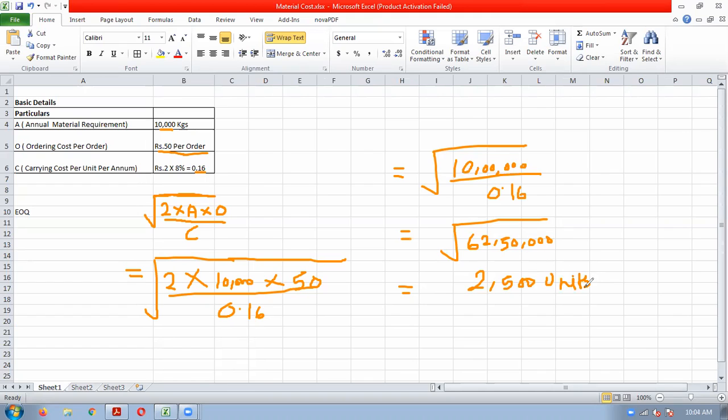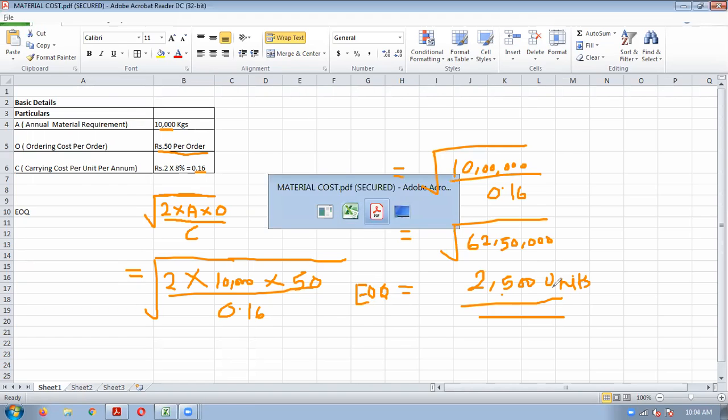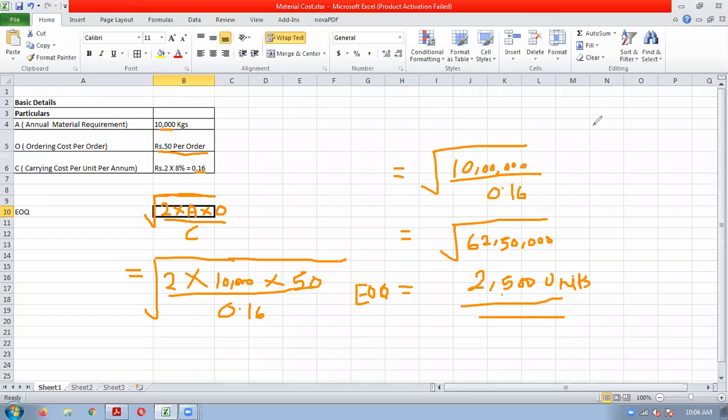Means whenever you place the order, you will place order for 2,500 units. So if you place 2,500 units, your carrying cost as well as ordering cost will be less. So this is the EOQ. Whenever you place order for the material, you should place 2,500 units only. You should not place more, you should not place less. In this question it is kgs.